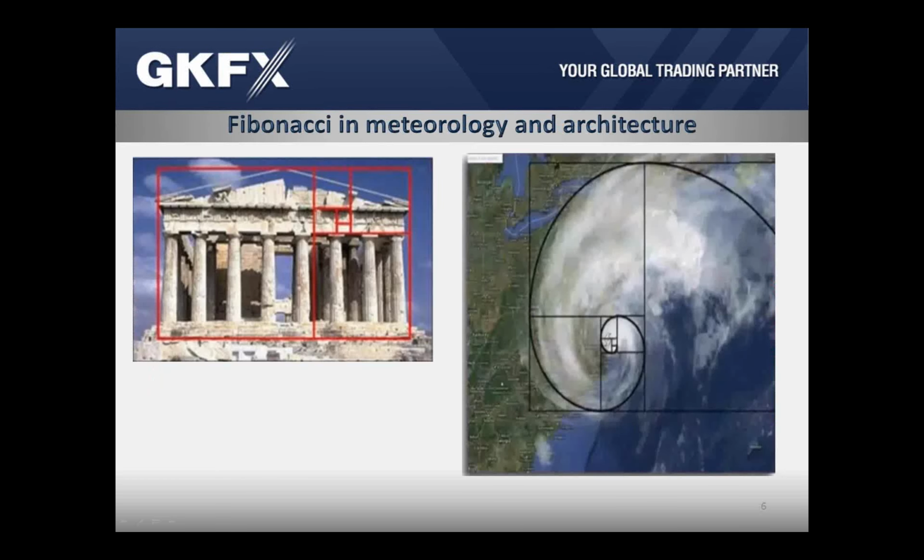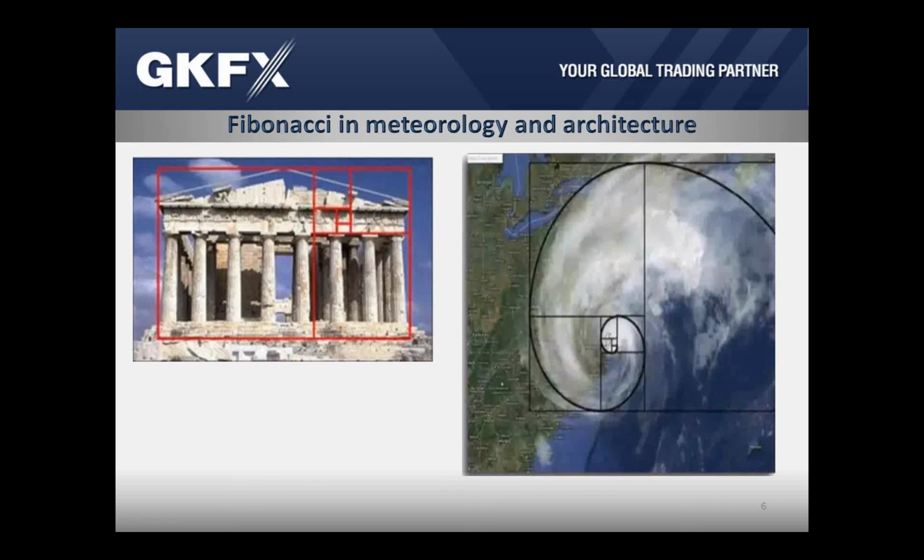Also, Fibonacci is used in meteorology and architecture. On the left, a well-known example from the Parthenon in Athens. And Fibonacci is used in architecture. Why? Because it respects proportionality. It's about proportionality, though aesthetic matters.